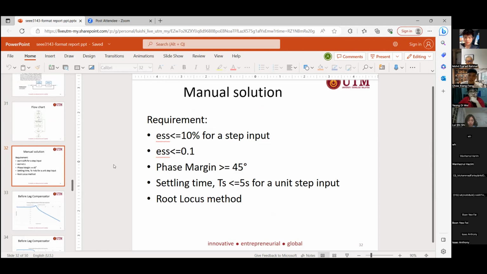Based on the question, the requirement is that the steady-state error must be less than 10% for a unit step input, so it should be less than 0.1. The phase margin must be greater than or equal to 45 degrees. The settling time must be less than or equal to 5 seconds for a unit step input. Most importantly, we must use the root locus method, because the question asks us to use it.